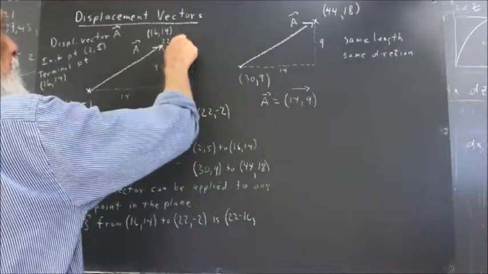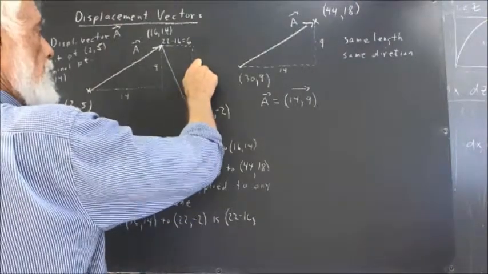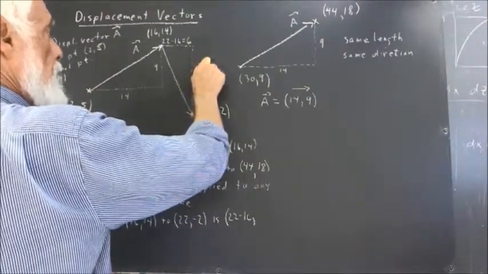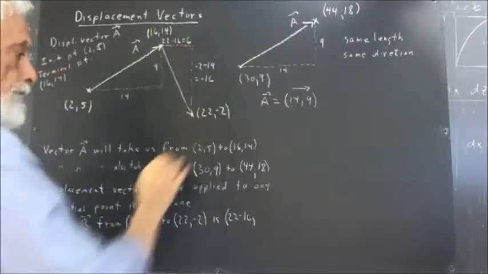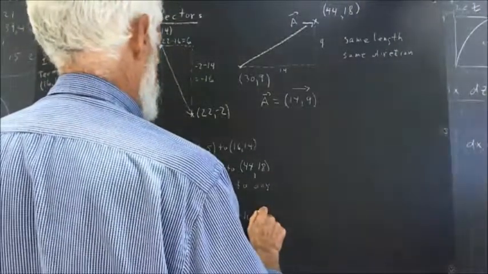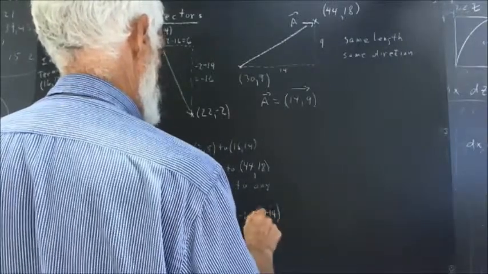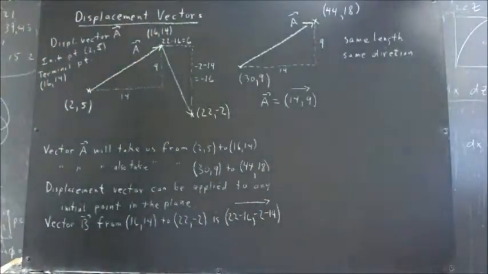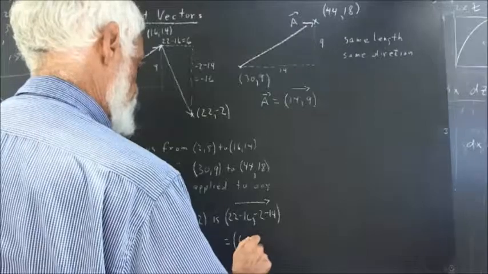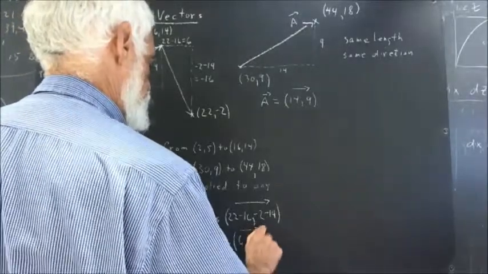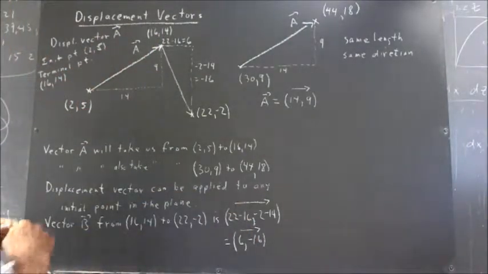So we could write 22 minus 16 equals 6 to get the run, and negative 2 minus 14, which is negative 16, to get the rise. So that's negative 2 minus 14, and we put an arrow over it, and we say that that's equal then to the vector (6, -16). This vector also could apply any place in the plane, and we'll call this vector B.